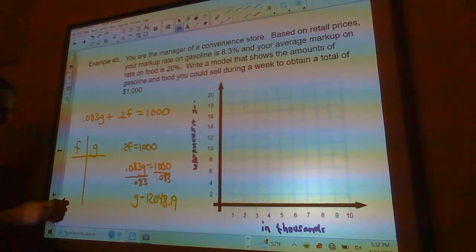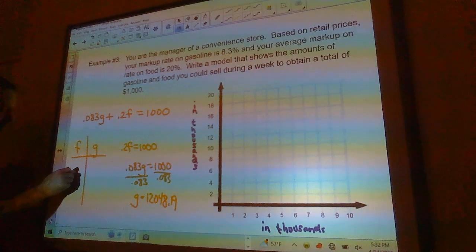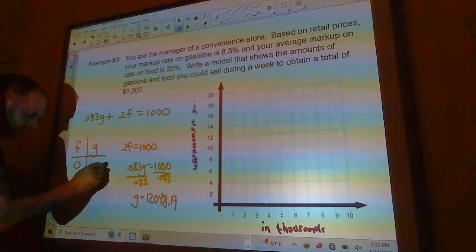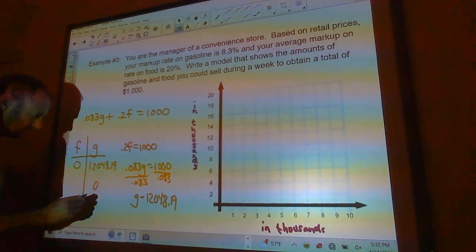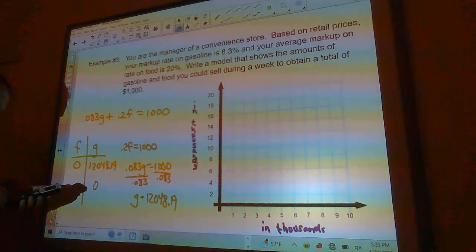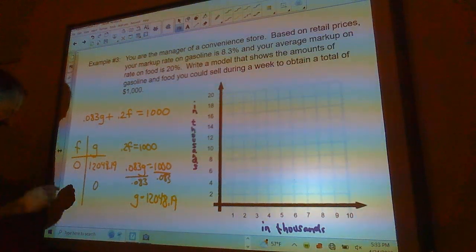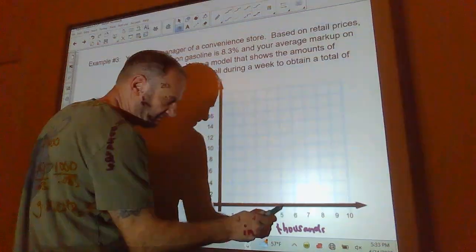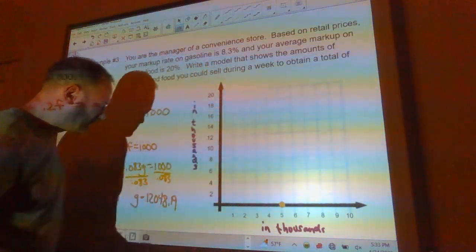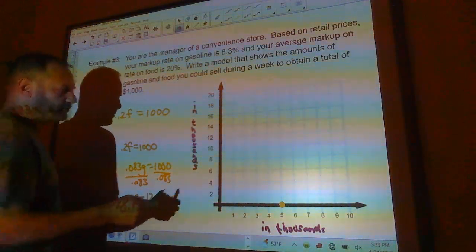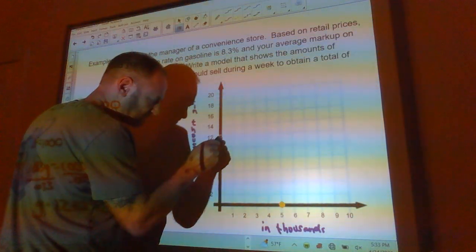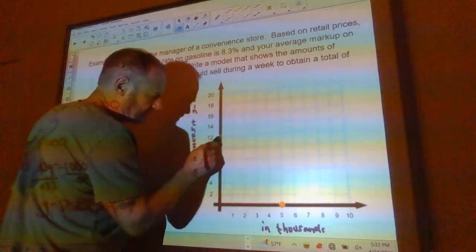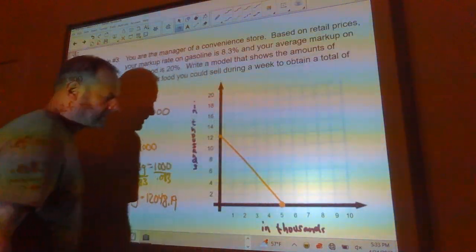Okay, so this came out to be 0 for F gives me 12,048.19 here. And I can't remember what that is. 1,000 divided by, that's 5,000. Okay. So 5,000, 0, that's going to be right there. This is going to be just a hair over 12,000, so we're just going to put this just right near that line right there. Okay, and here is my line.